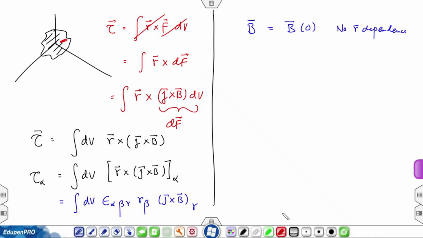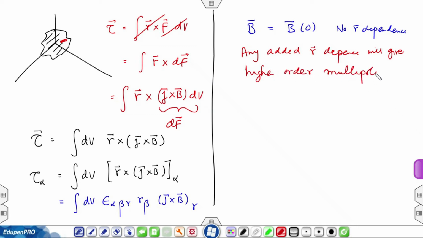Why am I doing that? Any added r dependence will give higher order multiples. How do I see that? Let me write B equals B at 0 plus r dot grad acting on B.